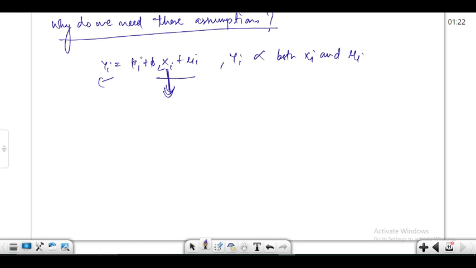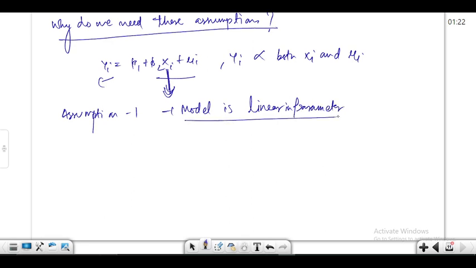So let's talk about the first assumption. Assumption one says the model is linear in parameter. I'll not discuss this assumption because we have already talked about what this means. It is linear in parameter, so it can be non-linear in terms of the variables. Okay, so this is the first assumption.